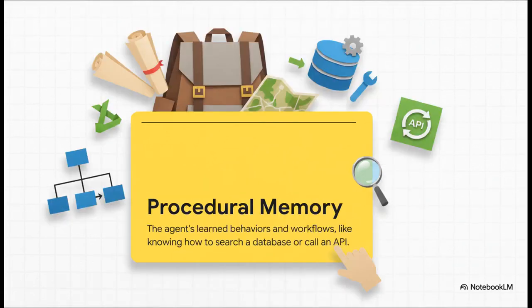And finally, there's procedural memory. Now, this one's a little different. It's not about what the AI knows, but how it does things. It's the how-to guide in its backpack. This memory tells it the step-by-step instructions to complete a task, like how to search a database correctly, how to use a specific tool, or the right workflow for solving a tricky problem. It's all about skills, not facts.